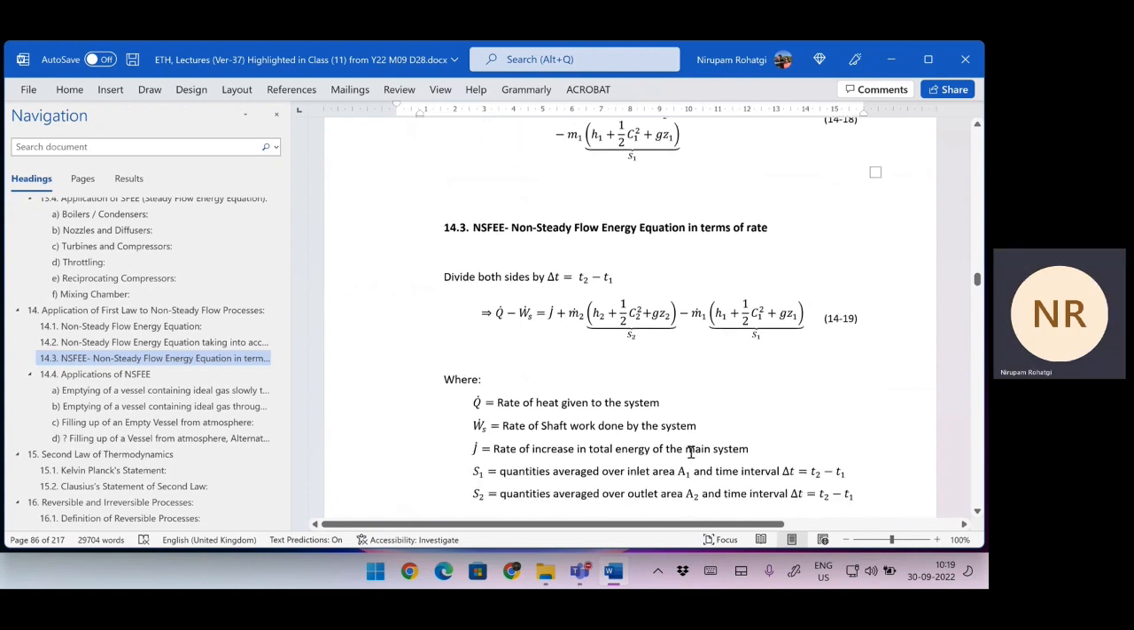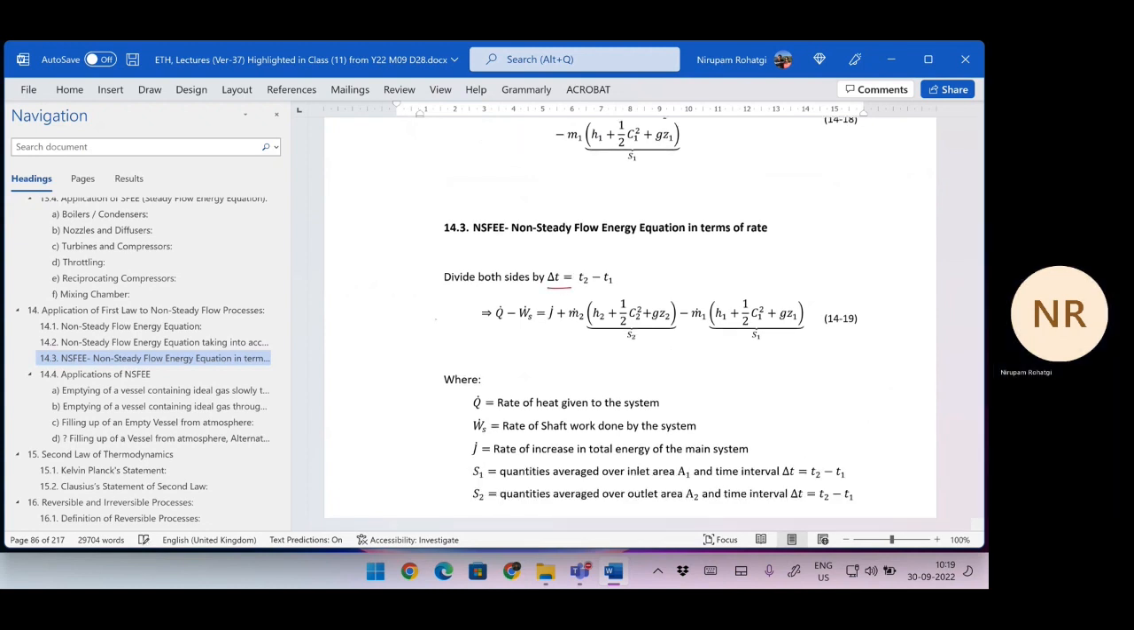Yeah, you can divide this equation by delta T also. So you will get Q dot minus Ws dot, heat given to the system, work done by the system, shaft work, and this is the change in total energy of the system. Okay, then this is the rate of energy leaving the system, and this is the rate of energy entering the system plus the flow work. Because U is replaced by H, flow work is also accounted for here. Okay.